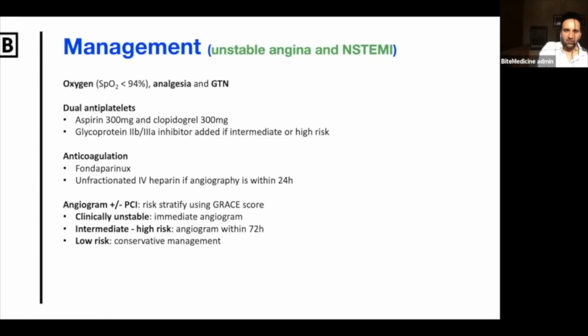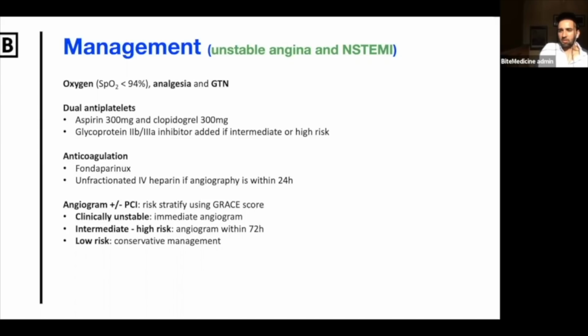So all of these bits that we've discussed up here: dual antiplatelets, anticoagulation. If their risk is above 3%, so intermediate to high risk, we want to angiogram them during this admission within 72 hours. And then if they're clinically unstable, hemodynamically unstable, for example, we want to angiogram them immediately and then do PCI as well, which they probably will need.